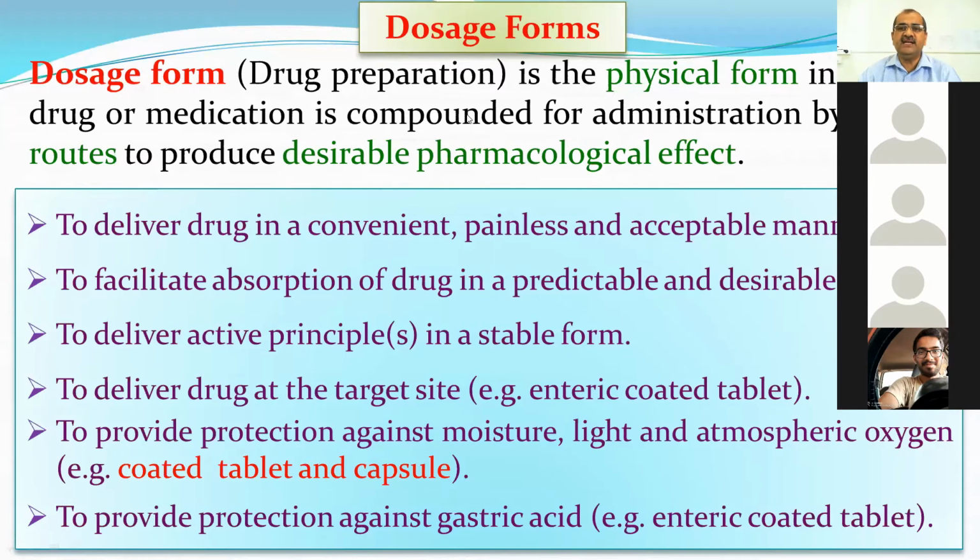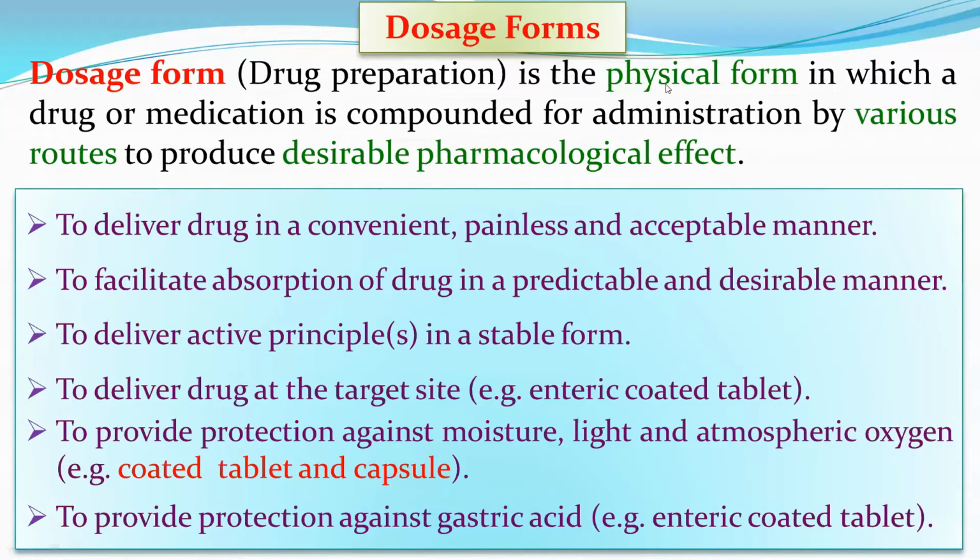Today we are going to deal with something about dosage forms. Dosage forms are the ones through which we are going to administer the drug. So it is the physical form in which a drug or medication is compounded for administration by various routes to produce the desirable pharmacological effect.